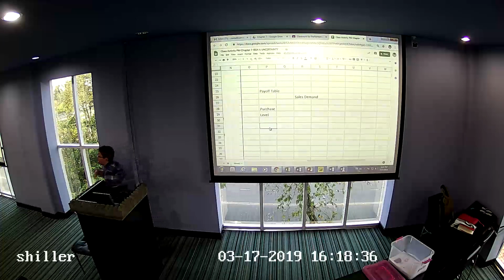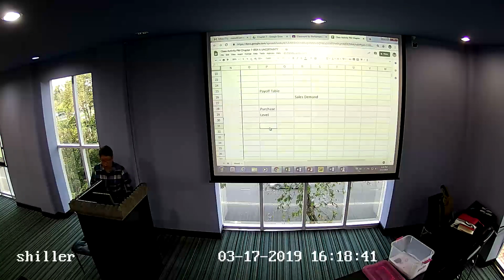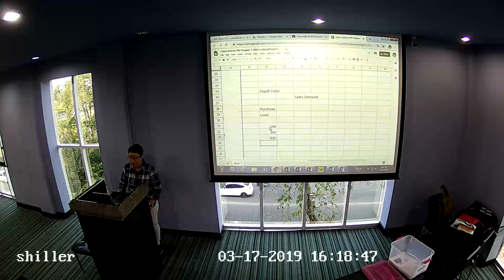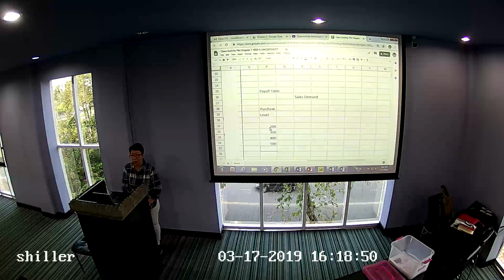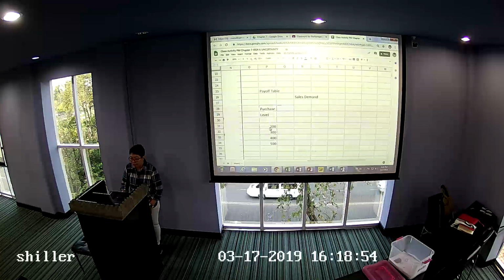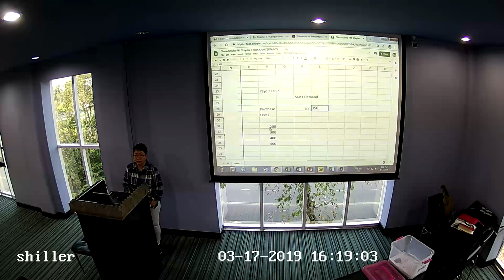What are the different levels that they can buy? It's in the problem. What does it say? They can buy 200, correct? And then 300, and then 400, and then 500. So these are your purchase levels. What could be the demand? We said it depends on the artists, which means what? It can be 200, it can be 350, correct? Is that correct? Yeah. Okay, and the other demand would be 500.